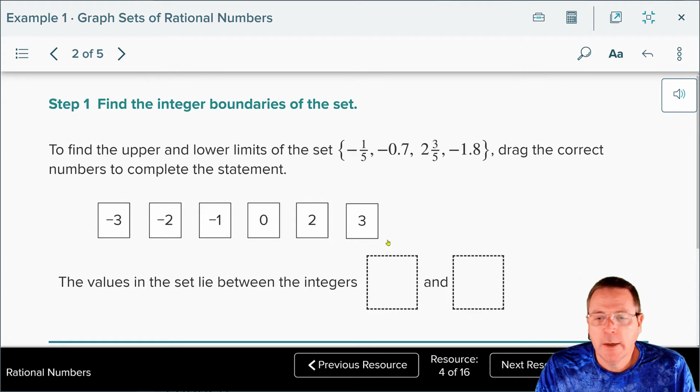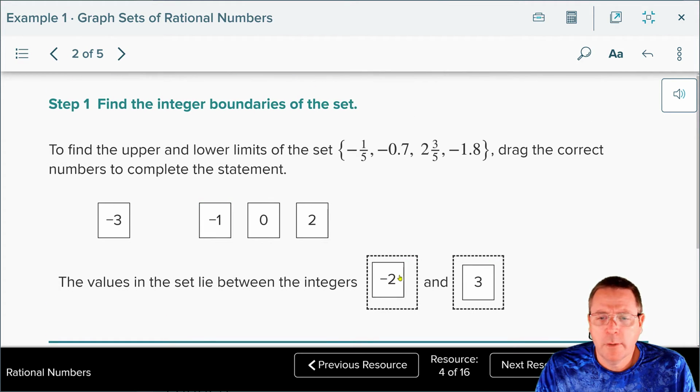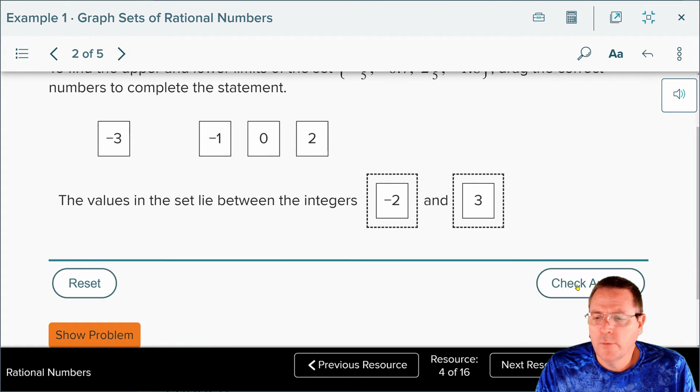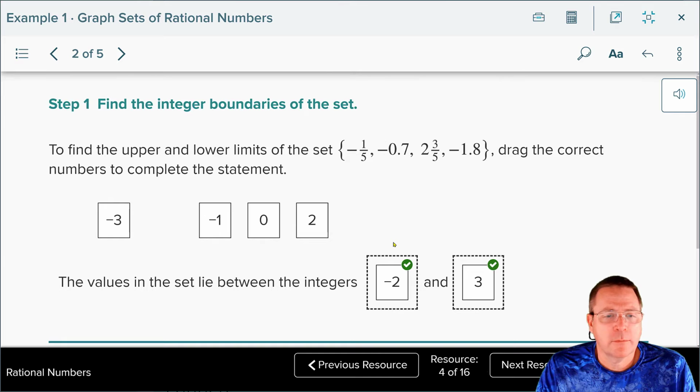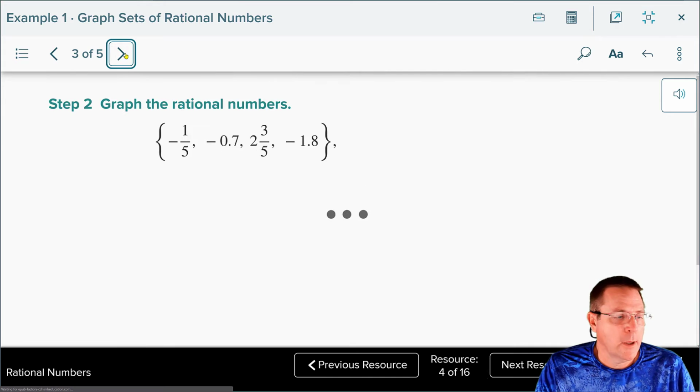So I'm going to say I need to have a biggest number of 3 and a littlest number of negative 2 for our number line. Check that, and it said I'm right, but it also said I'm wrong. So I'm really confused because it says I'm right and it says I'm wrong. It's confused. I'm right.